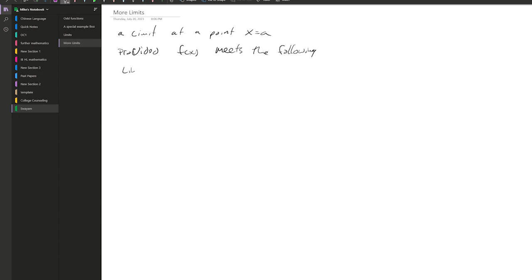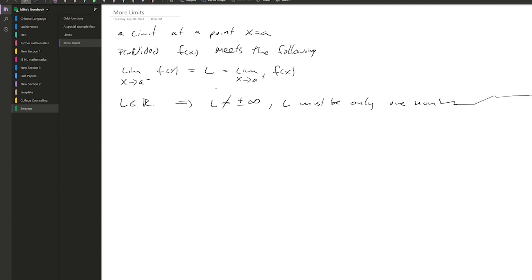which is the limit as x goes to a from below of f of x is, I'll call that letter L, is the limit as x goes to a from above of f of x. And here I'm going to say that L is a real number. And what that means is that L cannot be plus or minus infinity, and L must be only one number. So things got a little bit weird right there. I was saying it must be one number with a B.